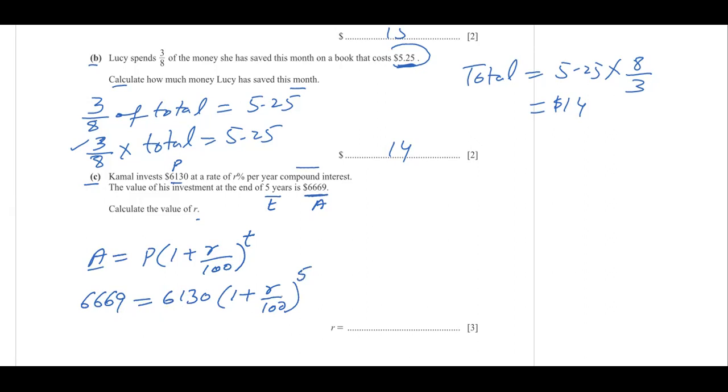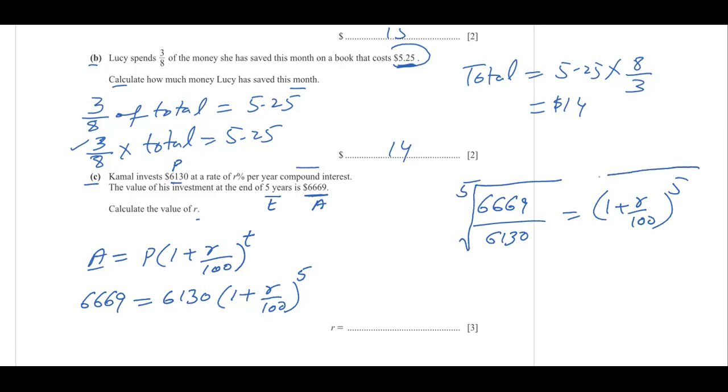All right. Now we want to find this R. So first take it to the other side. It will become 6,669 divided by 6,130 equal to 1 plus R over 100 to the power 5. Now take the fifth root on both sides, because to finish the power 5 first, I will be left with 1 plus R over 100 equals the fifth root. Don't calculate this at one time. I will calculate at the end. 6,669 over 6,130, fifth root. Then take 1 to the other side.